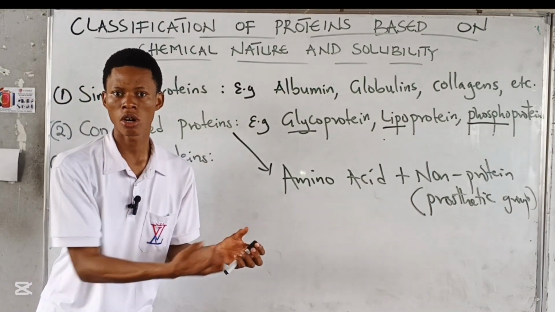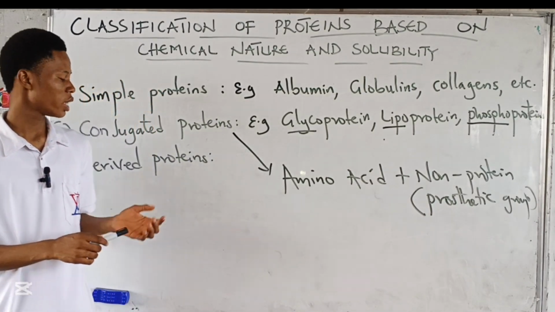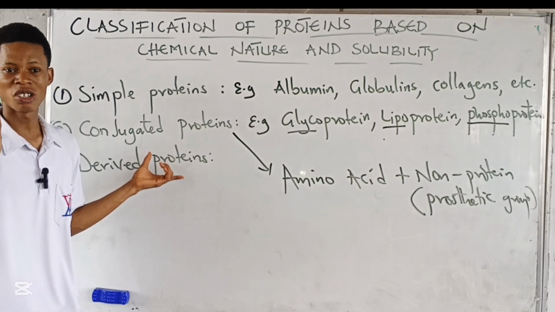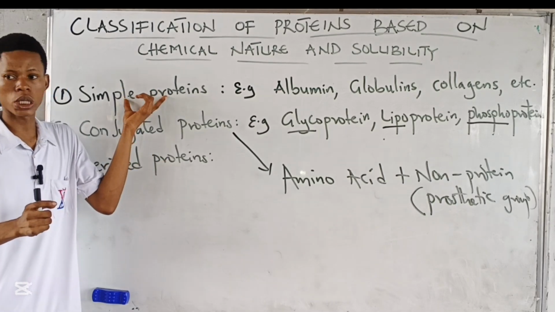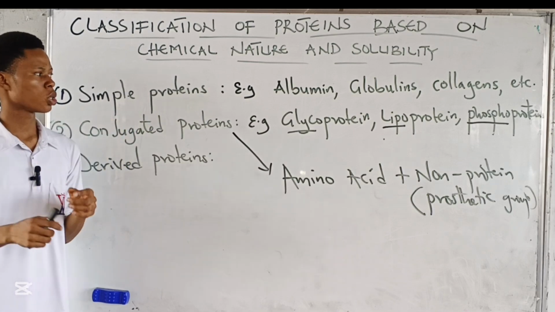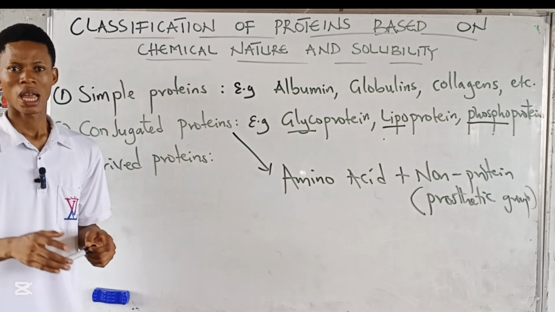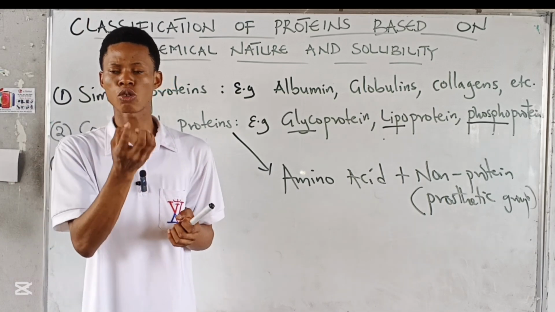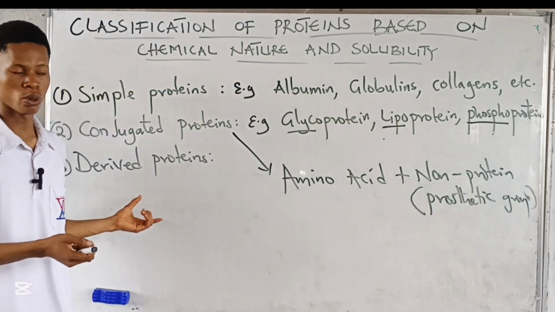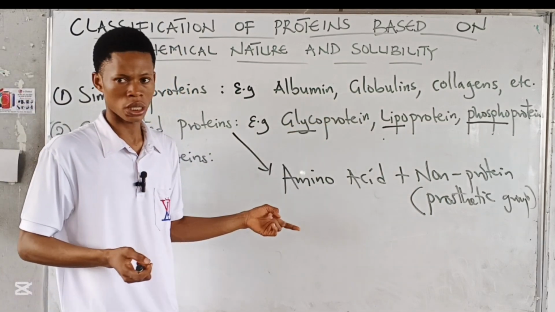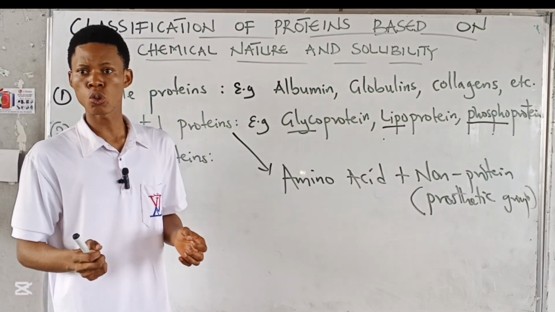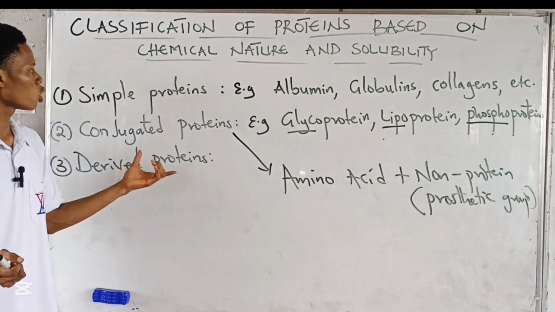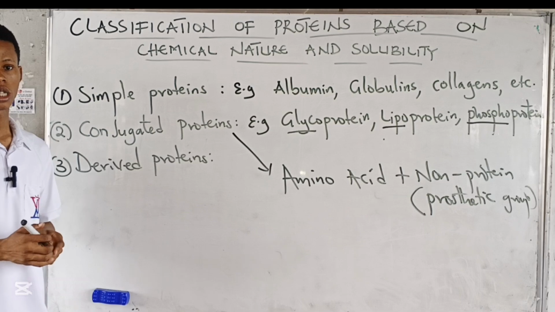Derived means what? Gotten from. Is it not? So derived protein is gotten from the denaturation or degradation of either simple proteins or conjugated proteins. What does that mean? If I have a simple protein and I break down the bonds, what I get from that is called what? Derived protein. If I break down glycoprotein, what I get from the glycoprotein is what? Derived protein, right? So derived protein is gotten from either simple or conjugated protein.